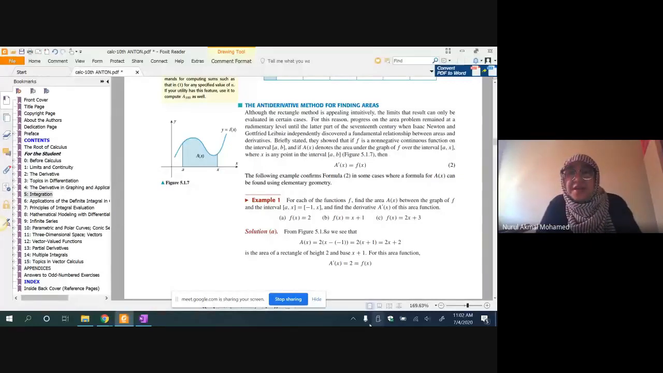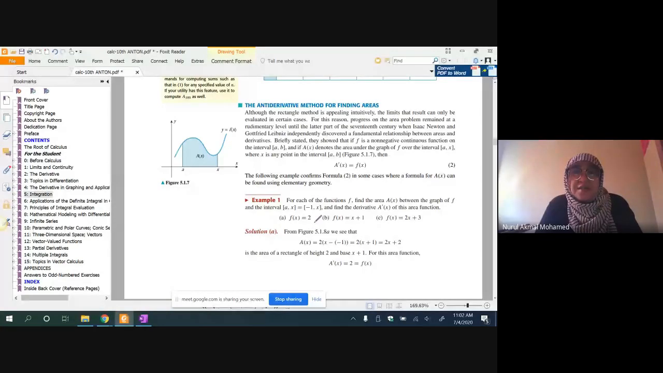For each of the functions, find the area A of x between the graph of f and the interval from a up to x. So here the interval is from a up to x. Somehow a here is defined as -1, because it is the interval from -1 up to x. And find the derivative A prime of this area function. So f of x is equal to 2.